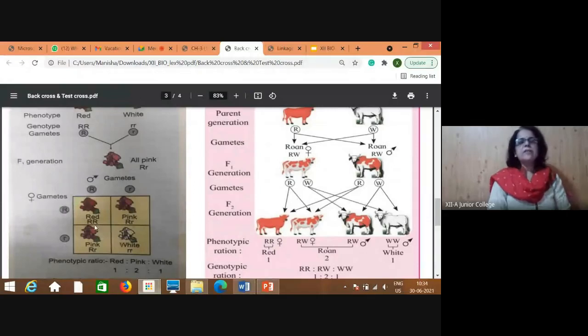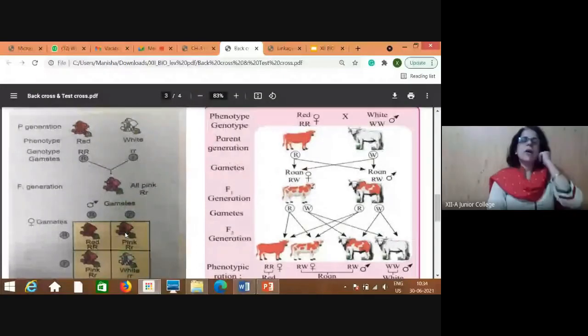That is, red to pink to white as 1:2:1. This first example can be considered a deviation from Mendel's first law, which is going away from the original law, so the first law of Mendel cannot prove this example. So this is one of the examples of Mendelian deviation, and the best example of incomplete dominance.